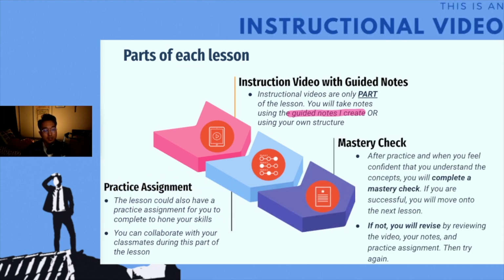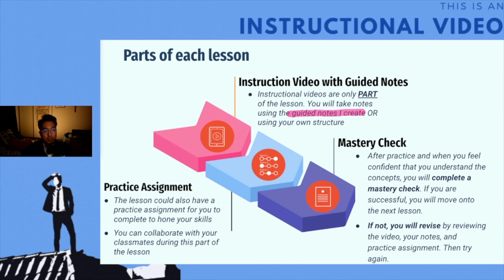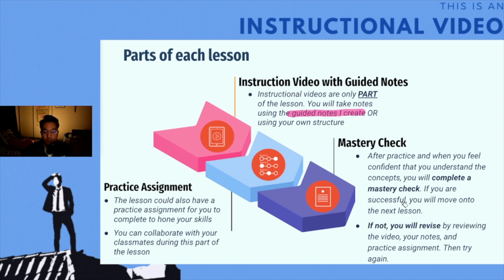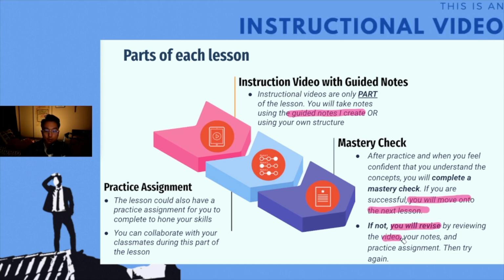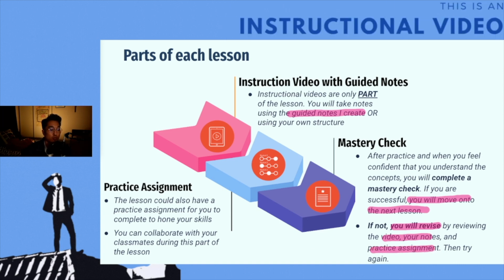Once you've completed previous practice lessons, you may attempt a mastery check. Usually these will be individual assessments, unless stated otherwise, where you have to follow instructions to show mastery over the content that you just learned. And if you're successful, you'll move on to the next lesson. But if you're not, you're going to revise by reviewing your notes and the practice assignments, and then you can give it another shot, try again, and improve your grade.